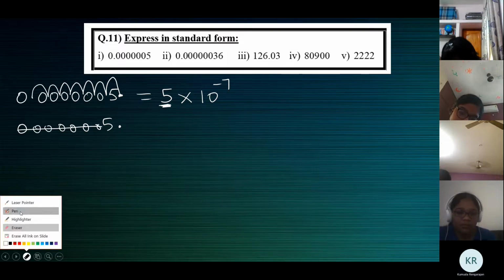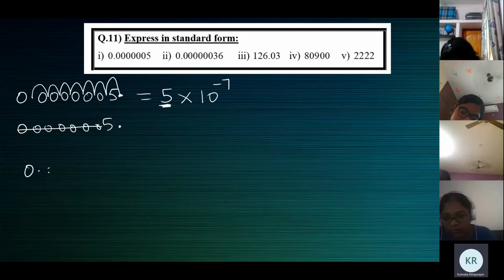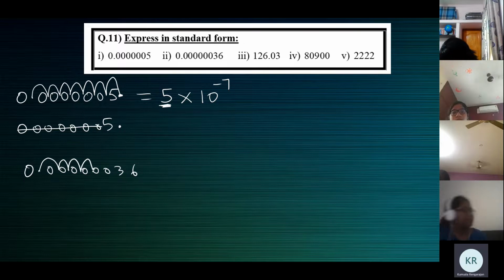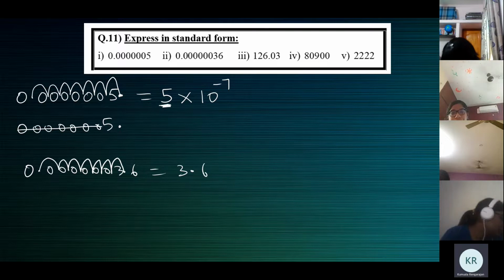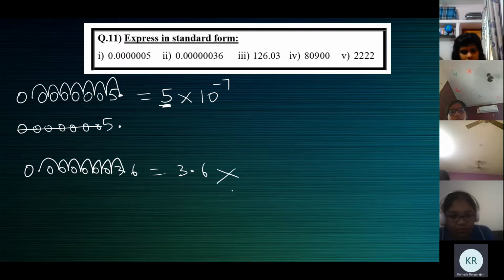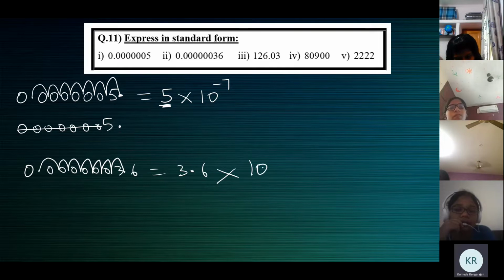So the number is 0.123. So 1, 2, 3, 4, 5, 6, 7. And the number becomes 3.6. So we have identified K. Next, into 10 to the power.